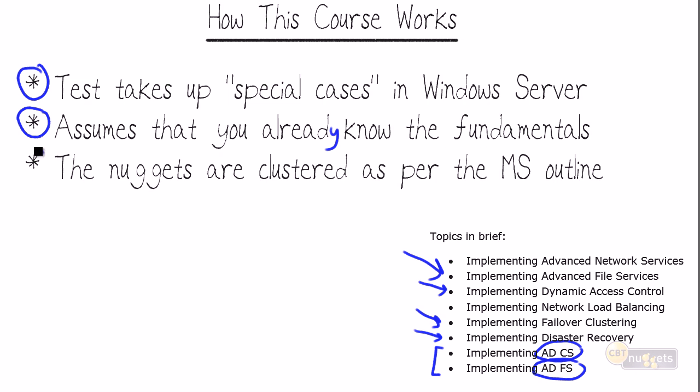The nuggets are clustered as per the Microsoft outline. In other words, we'll be looking at themes starting with failover, NLB and failover clustering, and then moving on from there. I get the question, should I watch the nuggets in order? You can if you want to, but like I said, the nuggets are organized more or less in themes, and when you look at the nugget list at cbtnuggets.com, if you look at the 412 list, you should be able to see the start and stop of each section, and you can, if you want to, drill into a particular section first.